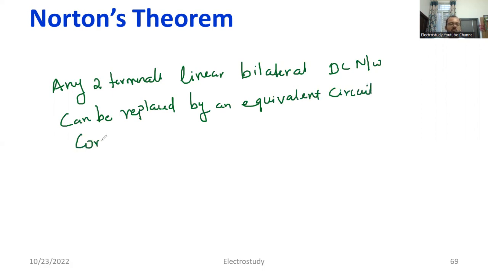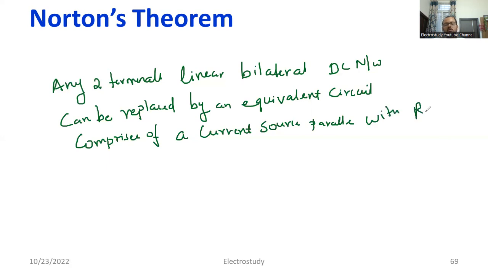comprising a current source in parallel with a resistor. Earlier we were familiar with a voltage source in series with a resistor, but here it is a current source in parallel with the resistor. The Norton network will be like this.